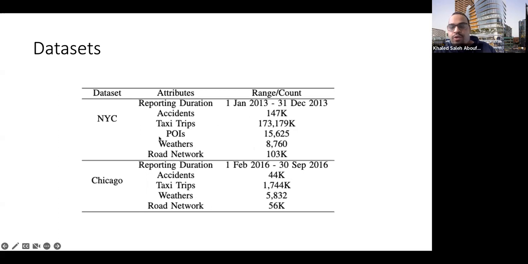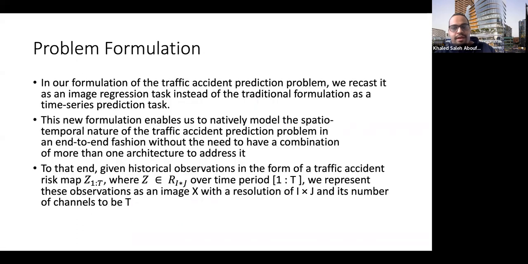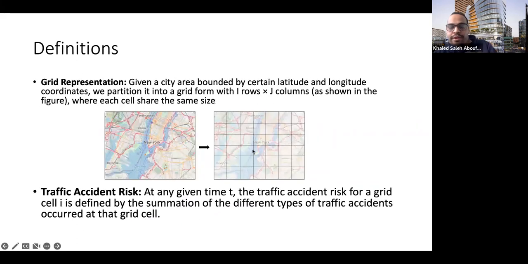And New York City has more additional information that is not present in Chicago, which is the POI, point of interest. So in New York City, including all the reported accidents, they also have some semantic information about the geographical location.